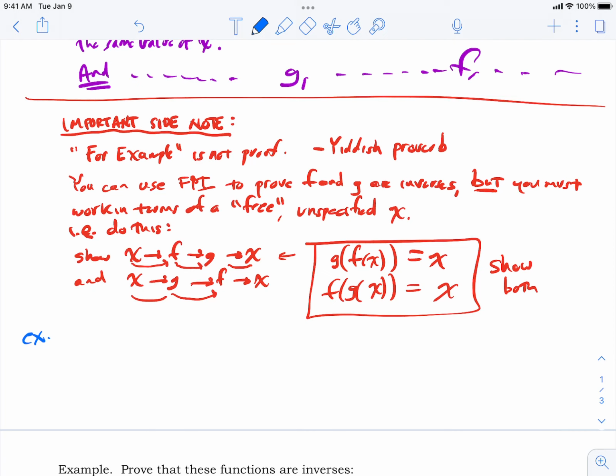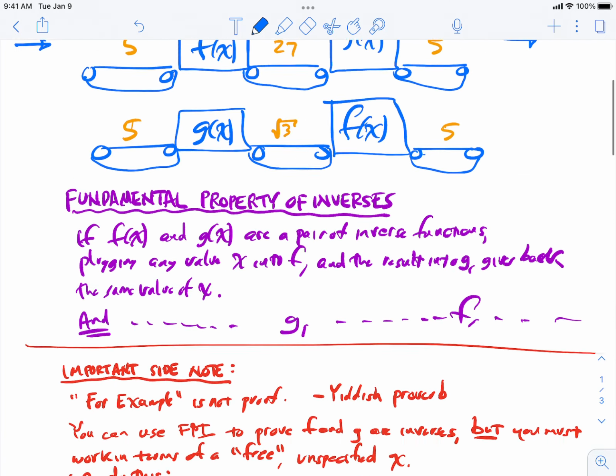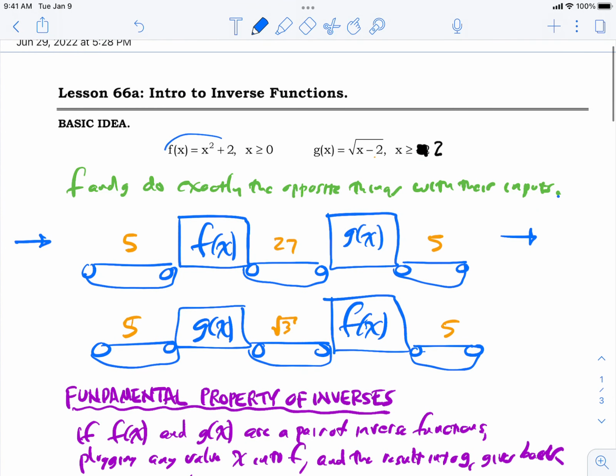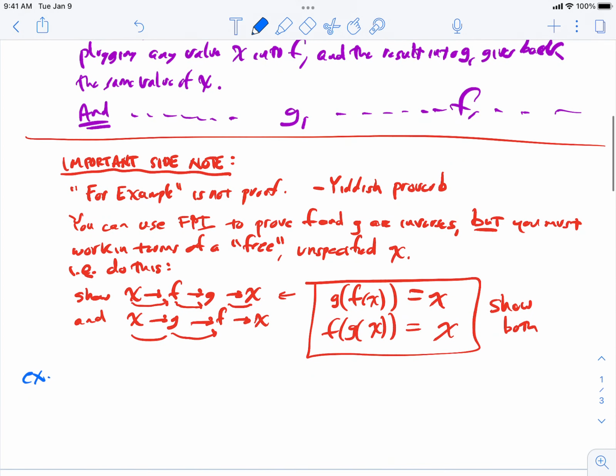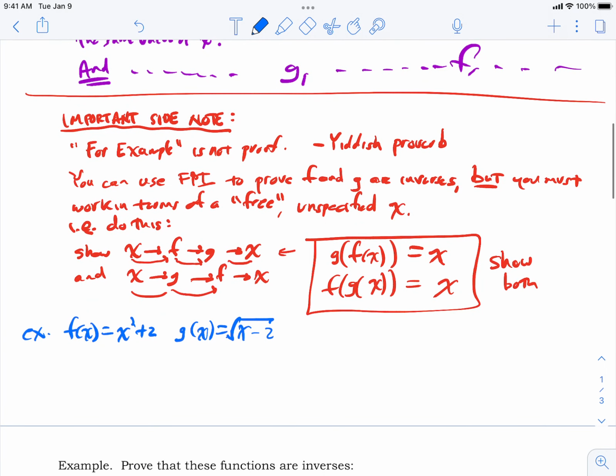So for an example, let's take our two functions that we were just playing with. Now we convinced ourselves, or I did anyway, that just from considering what happens to the inputs, it's doing exactly the opposite thing to the inputs. They have to be inverses. So we kind of suspect this is going to work, but let's do a formal proof. So prove that f of x equals x squared plus 2 and g of x equals the square root of x minus 2. Let's prove that those are inverses.